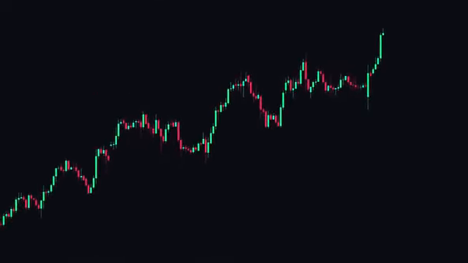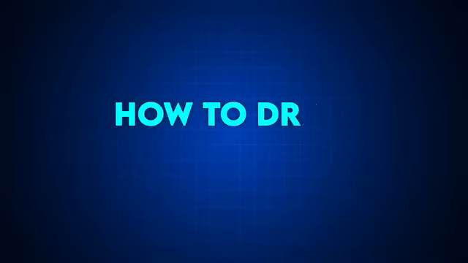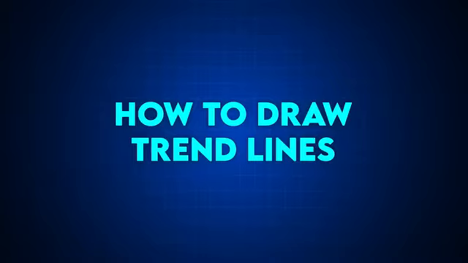Now, before we start trading with trend lines, we first need to know how to actually draw them properly, because if you get this wrong, the strategies won't work anyway. So, here's an in-depth guide on how I draw trend lines.